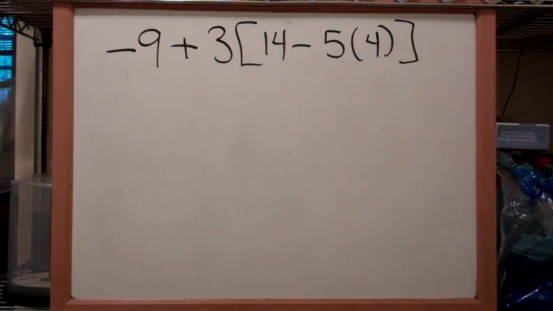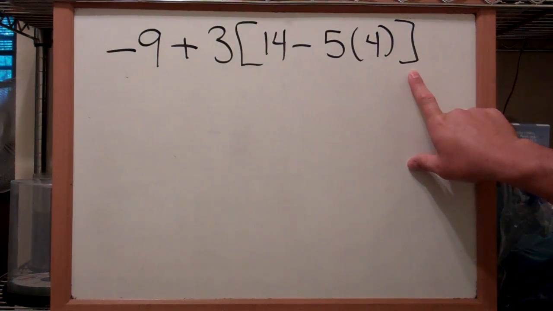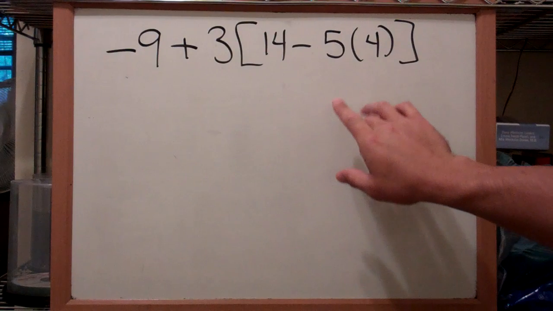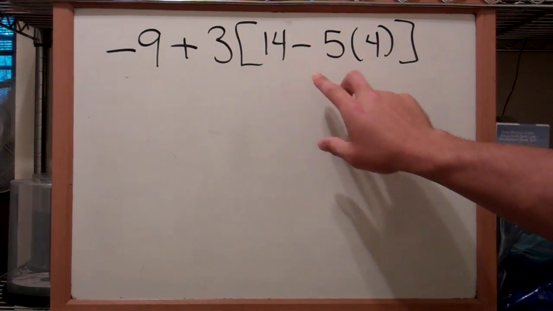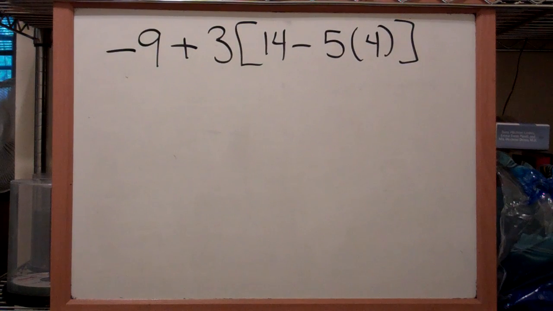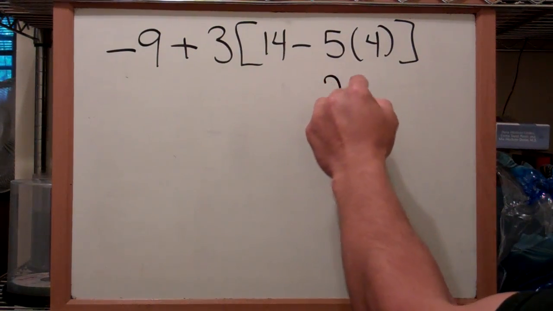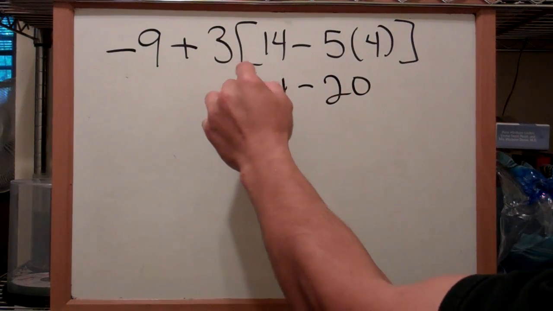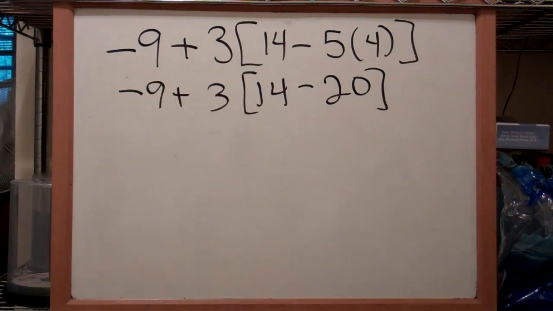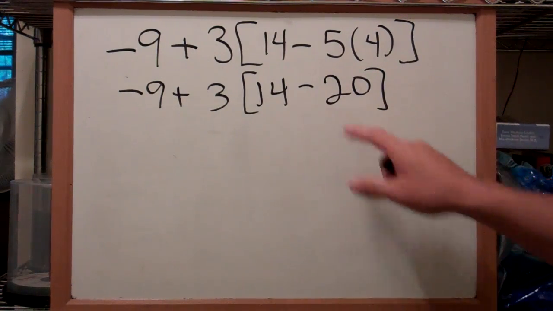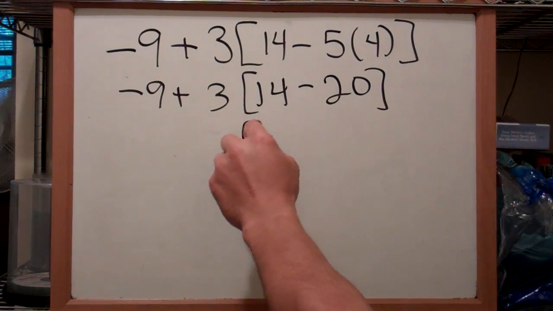Okay, so here we see that we have a set of grouping symbols with the brackets, and inside the grouping symbol we have multiplication and subtraction, and the order of operations says we need to start with the multiplication here. So we're going to say 5 times 4 is 20. And then, still working inside the grouping symbols, we're going to say 14 minus 20 is negative 6.